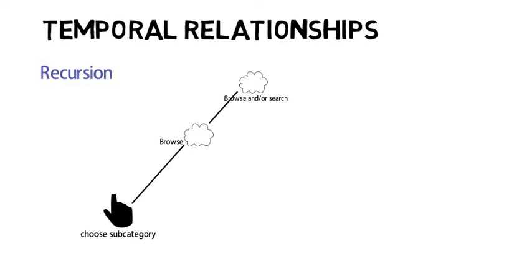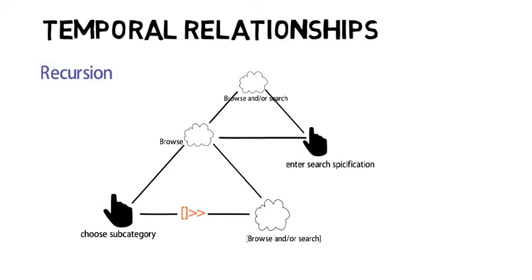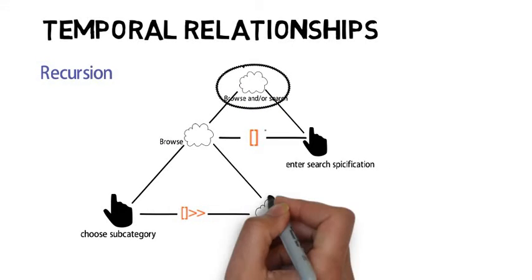Recursion. In the decomposition, the task is used again. For example, a user can browse or search for products. Browsing is done by selecting a subcategory. After that, the user can again browse or search.